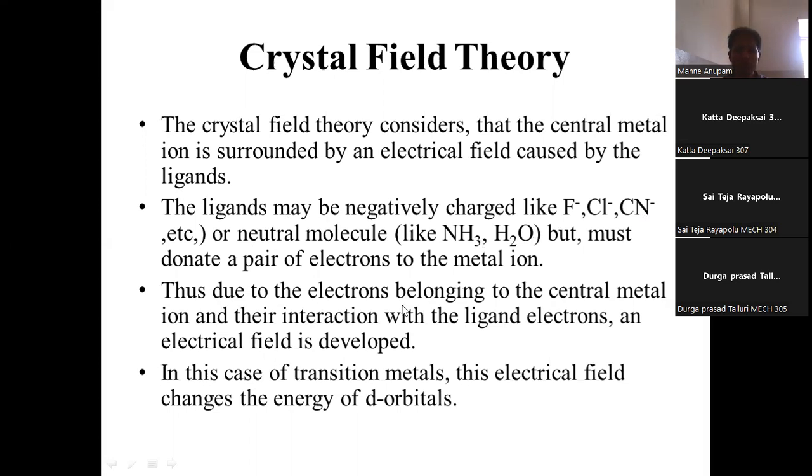So, due to the electrons belonging to the central metal ion and their interaction with the ligand electrons, an electric field is developed. The central metal ion is there, surrounded by the electric field caused by the negatively charged ligands. The electrons of the central metal ion interact with the ligand electrons, and an electric field is developed.